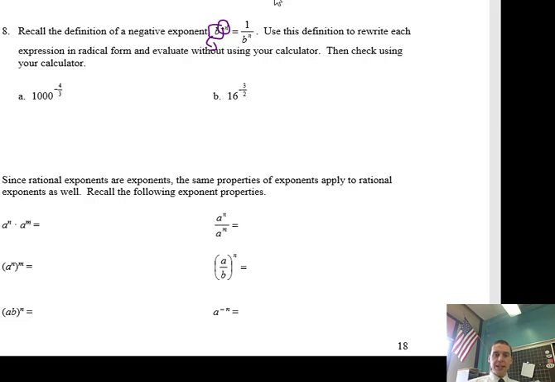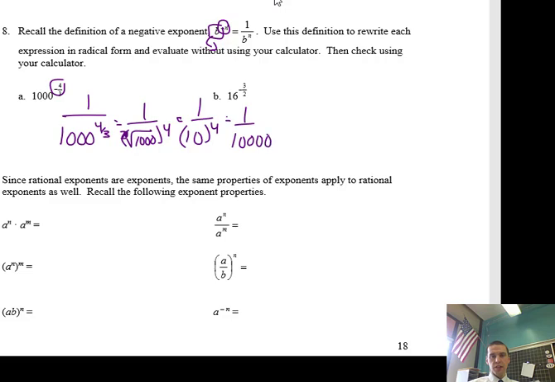So what we have here is a negative 4/3. We're going to write 1 over 1,000 to the 4/3, which we know is the cube root of 1,000 raised to the 4th. Well, that's 1 over 10 raised to the 4th, which is 1 over 10,000. B, 1 over the square root of 16, all cubed. And we know that's 1 over 4 cubed. And that's 1 over 4 times 4 is 16, 64. So the negative exponent, remember, moves to the denominator.